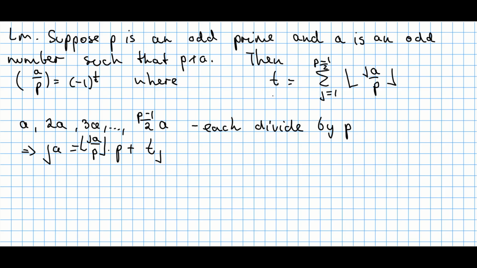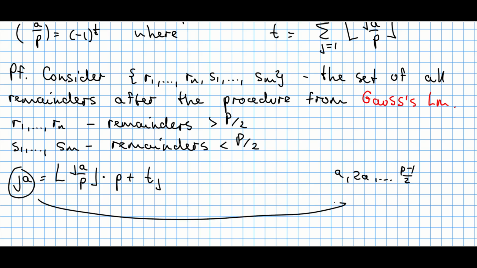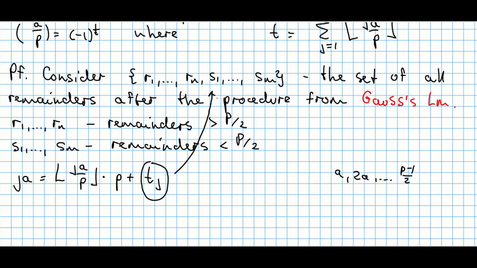So this t means that we just collect all those integer parts after dividing each element by p, and we sum them from 1 to (p minus 1)/2. I hope it's now much more clear. So I'm going to consider the same set of remainders after dividing a, 2a, all the way up to ((p minus 1)/2)a by p. Those are remainders, and I denote r1 through rn as remainders bigger than p over 2, and s1 through sm as remainders strictly less than p over 2. After dividing each number ja from this list by p, we get that this is p times the integer part of ja over p, plus remainder tj. This tj comes from this set, so it's either one of the r's or one of the s's.